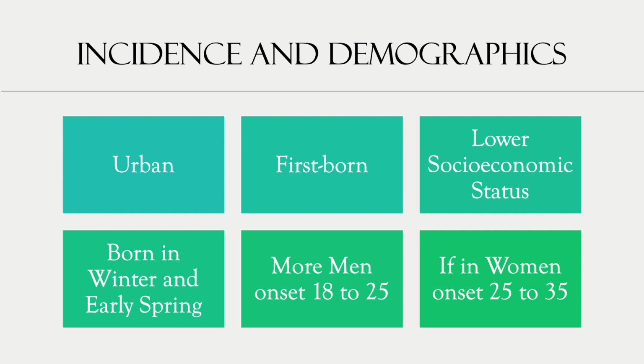The onset for men of schizophrenia is 18 to 25. They tend to have more negative symptoms than women. They tend to have poorer prognosis and more hospitalizations and less responsiveness to medication than women.